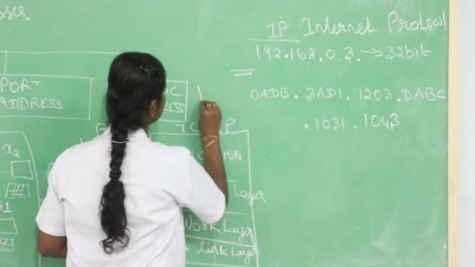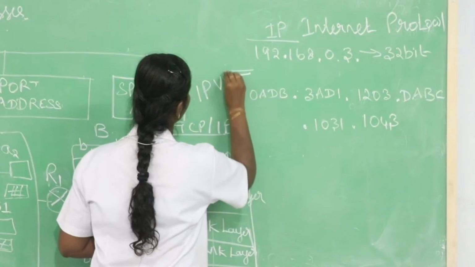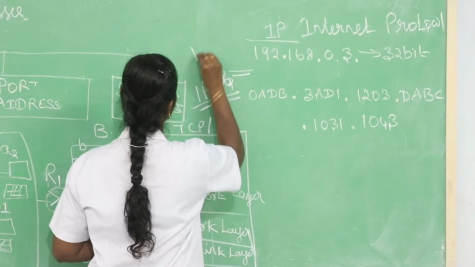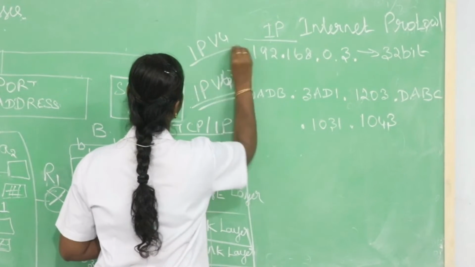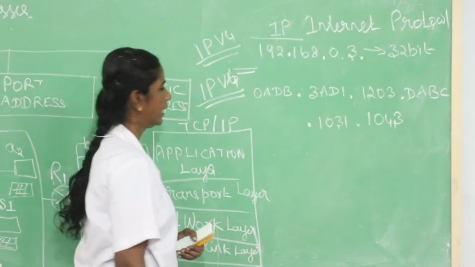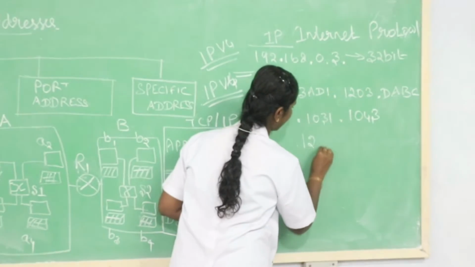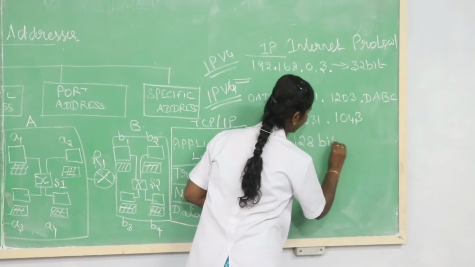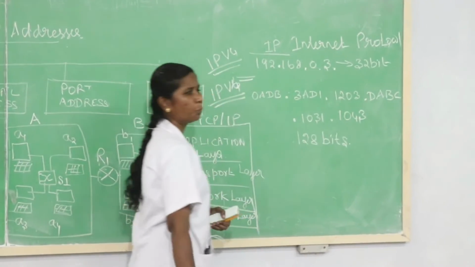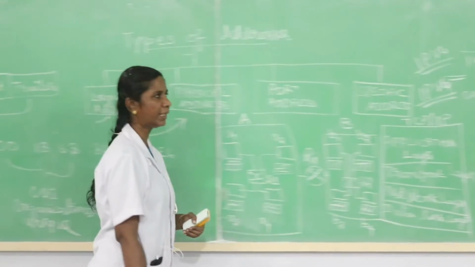Sometimes it is represented in IPv6 also. Here it is IPv4, here it is IPv6, which is of 128 bits. Then what is the necessity of the IP address?